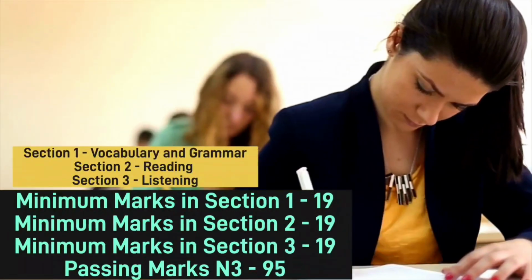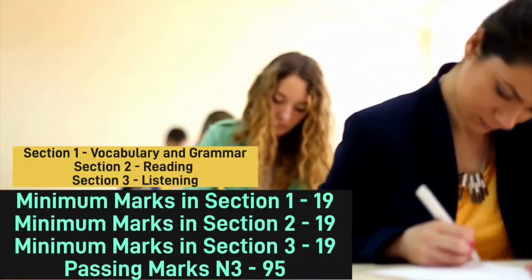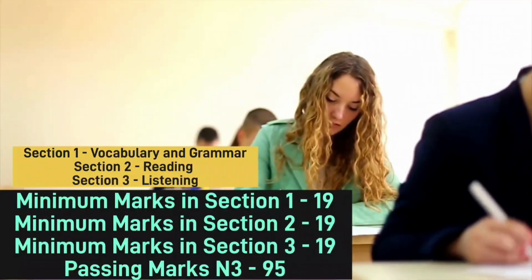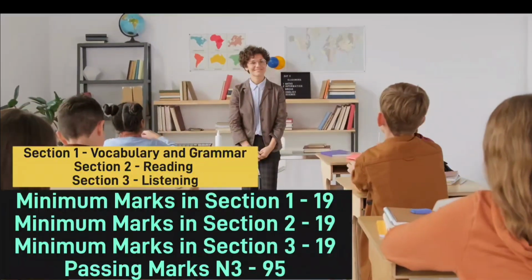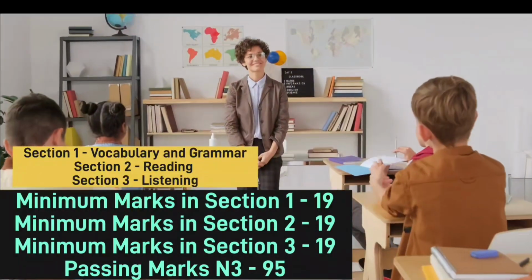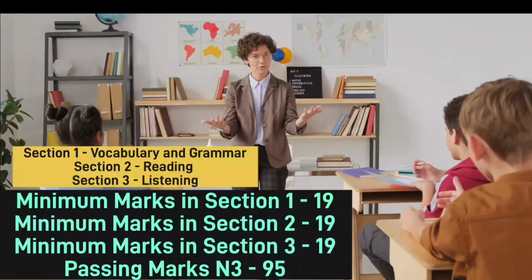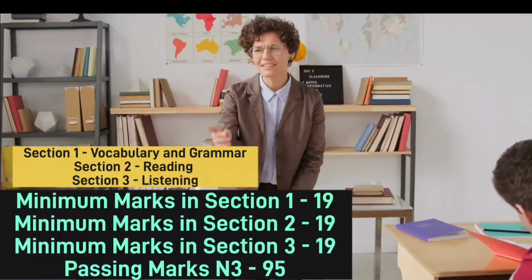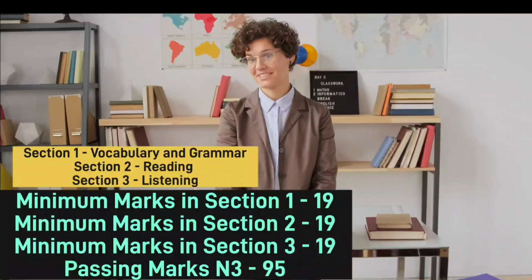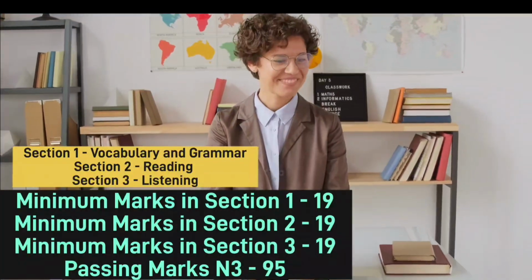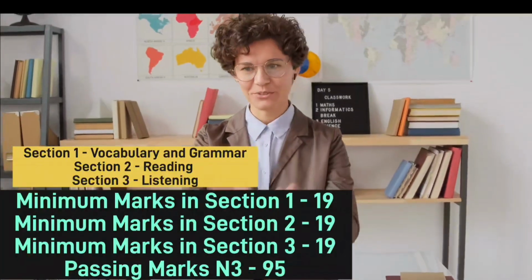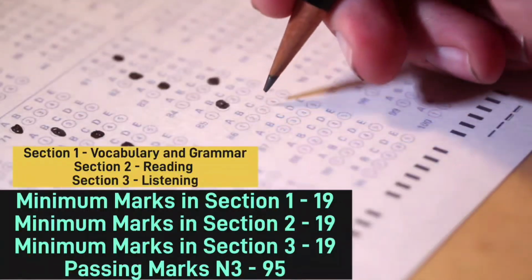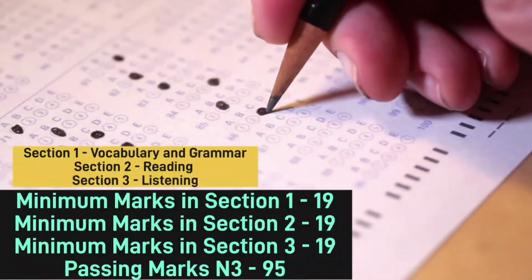Moving to N3, here the situation changes and the minimum score that you need is 95. Here there are three sections and not two. The first section, vocabulary and grammar, is of 60 marks. The minimum marks you require here is 19. The second section is reading, where you should get a minimum of 19 marks. And the third section is listening, which is again of 60 marks, where you need a minimum of 19. And again the total of all these sections should be 95.